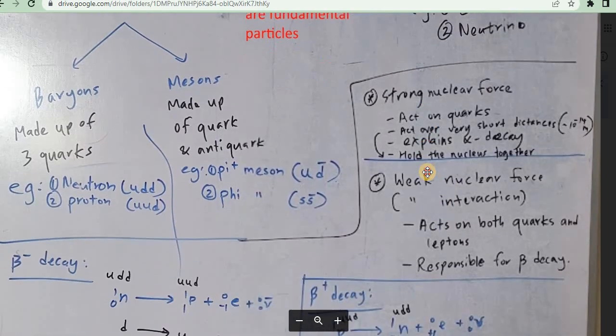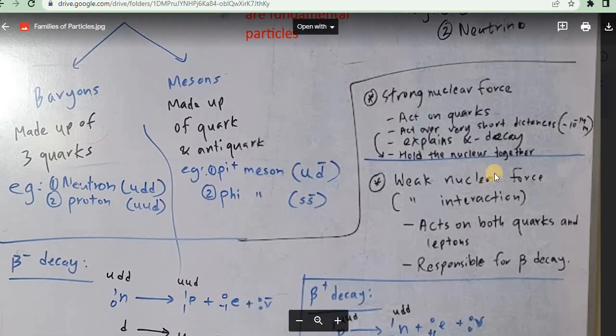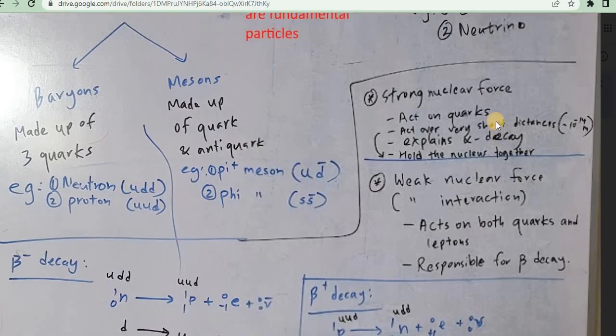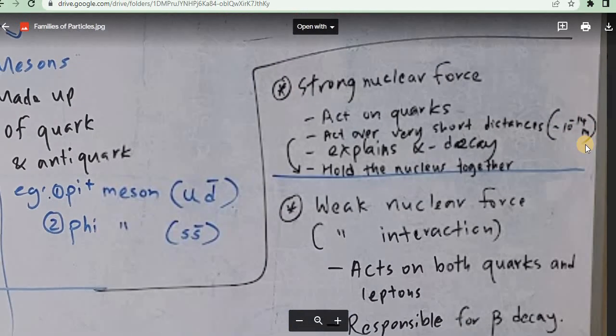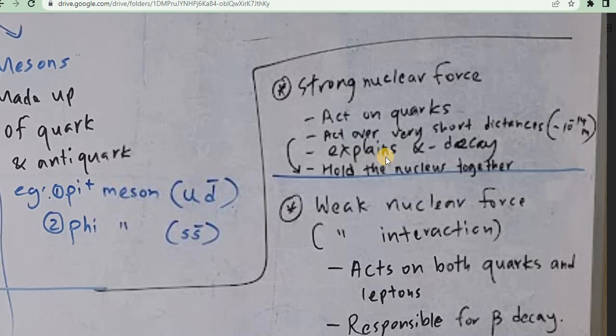Then also you should know about the strong nuclear force and weak nuclear force. Strong nuclear force acts on quarks, acts over very short distances, around 10 to the power minus 14 meters, and explains alpha decay. So this alpha decay is due to the strong nuclear force, which holds the nucleus together. So what holds the nucleus together is the strong nuclear force.